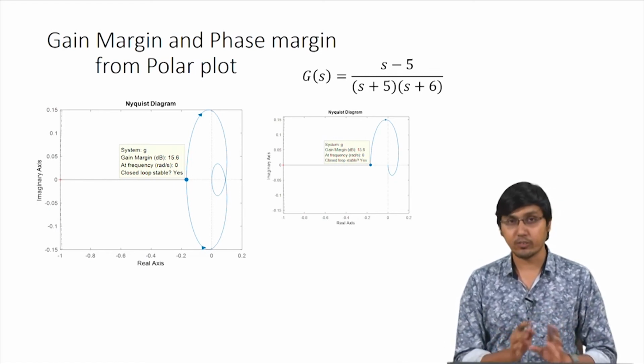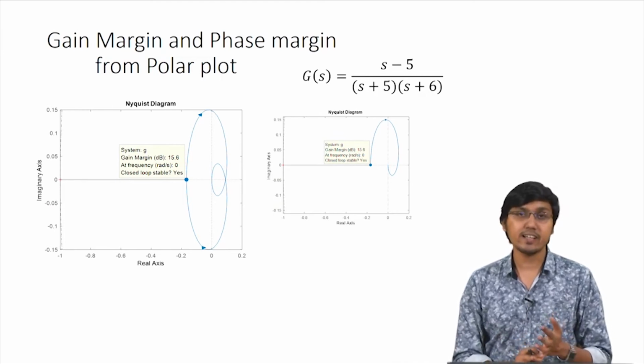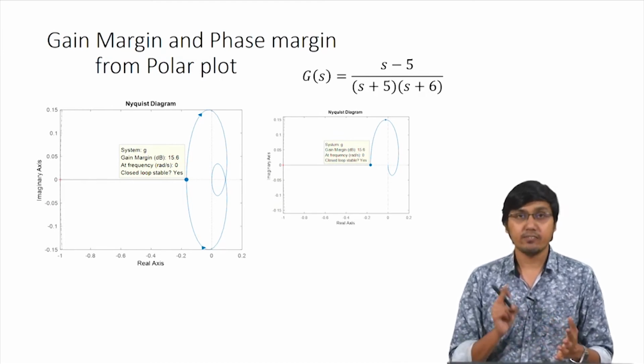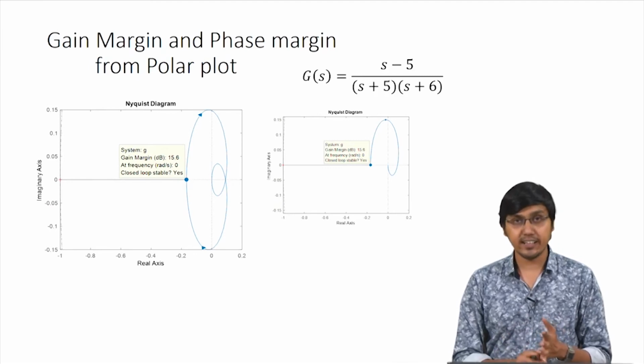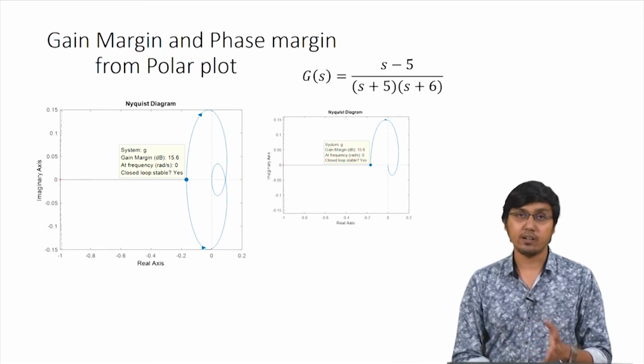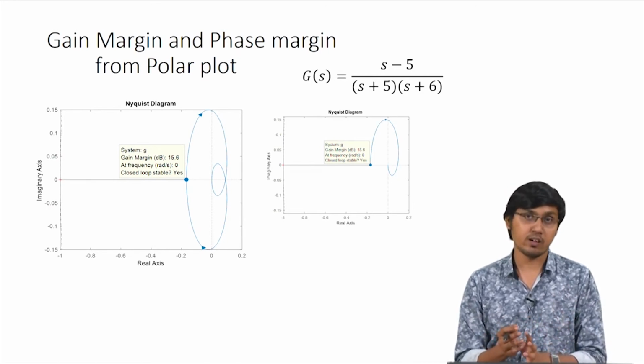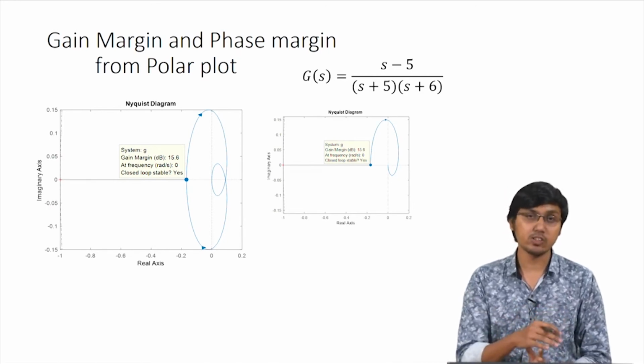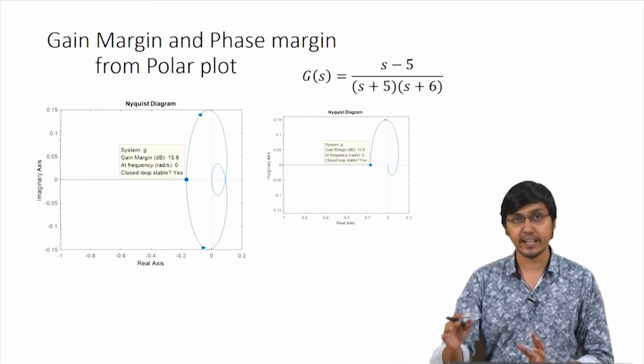So basically you ask only 2 questions. You ask first question: at minus 180 degree, we call it the critical frequency, and at that critical frequency, what is the magnitude, and by what scalar I have to multiply this magnitude so that I get the gain of 1. So this is the gain margin.